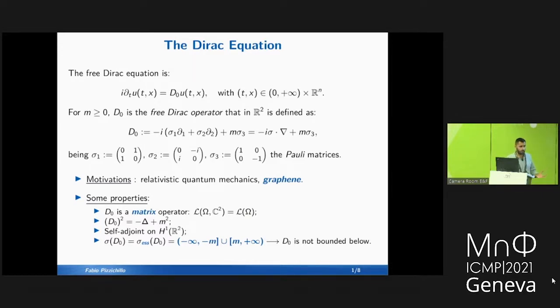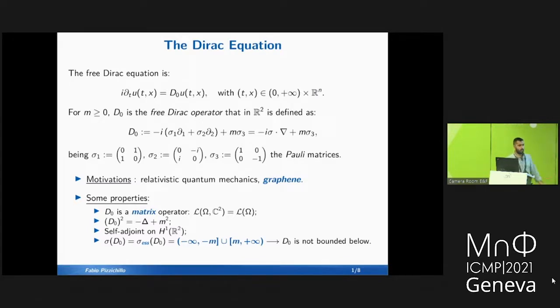So why is this equation important? Well, it was theorized by the British physicist Paul Dirac to describe the evolution of spin one-half particles, such as electrons, coherently with both the theory of quantum mechanics and special relativity. Moreover, more recently, it has been proved that this model is effective for graphene.